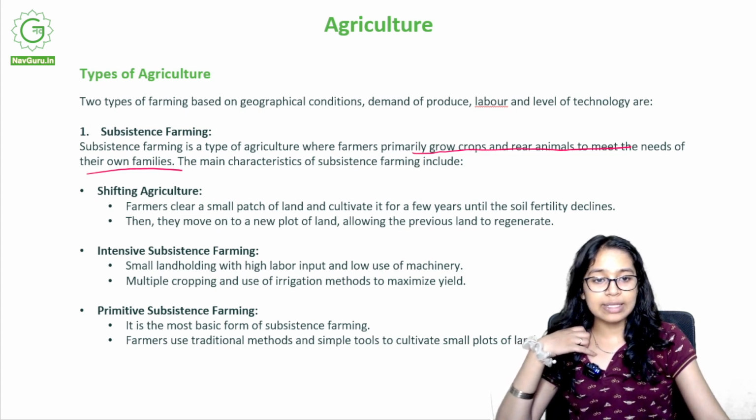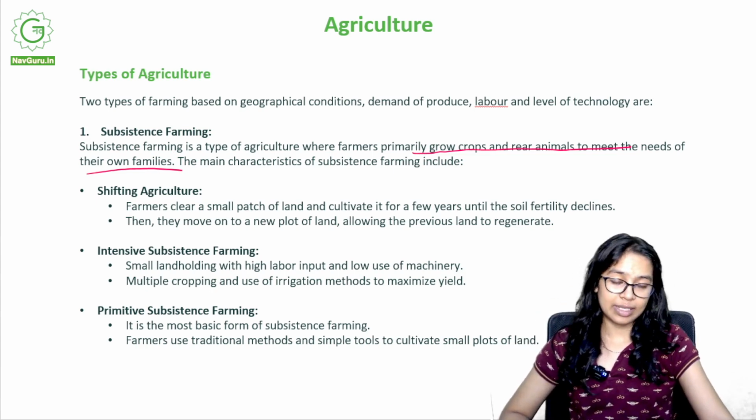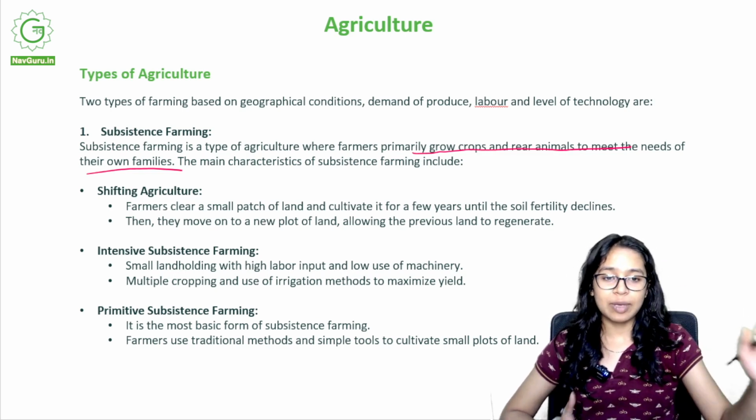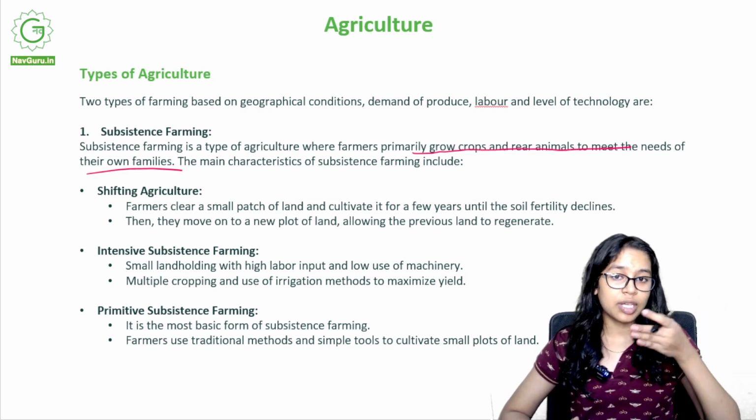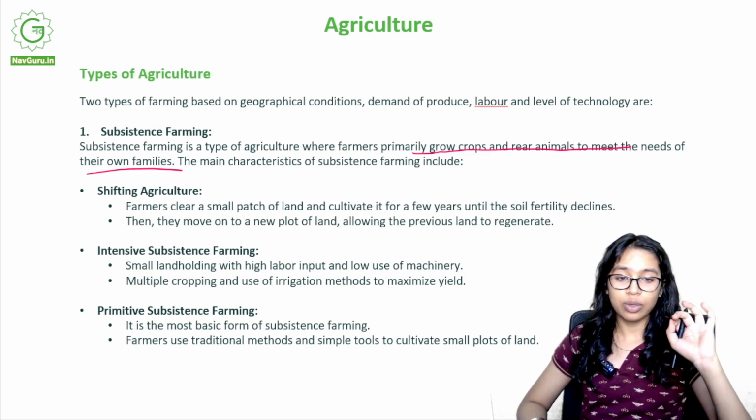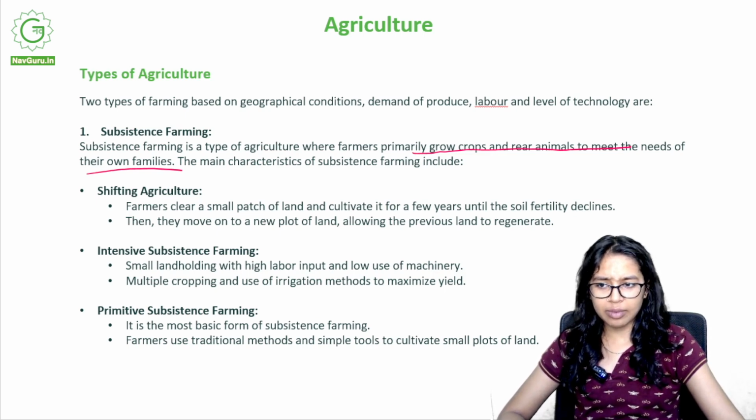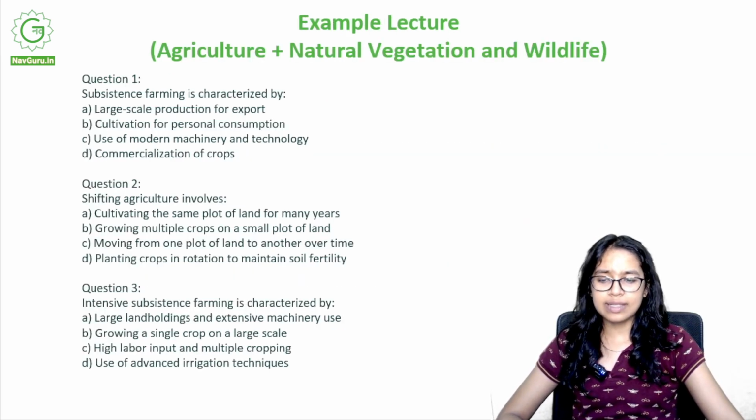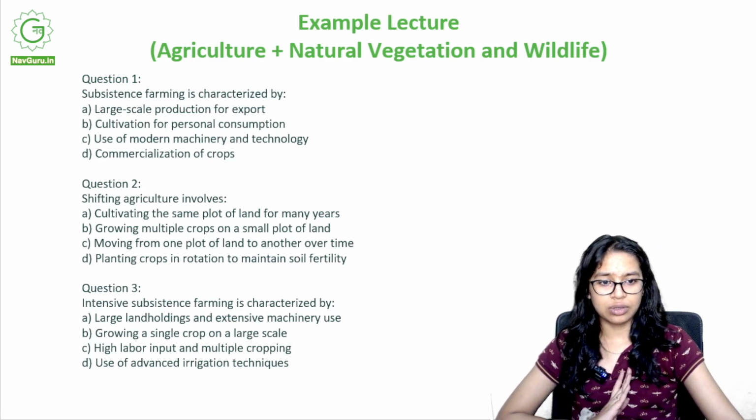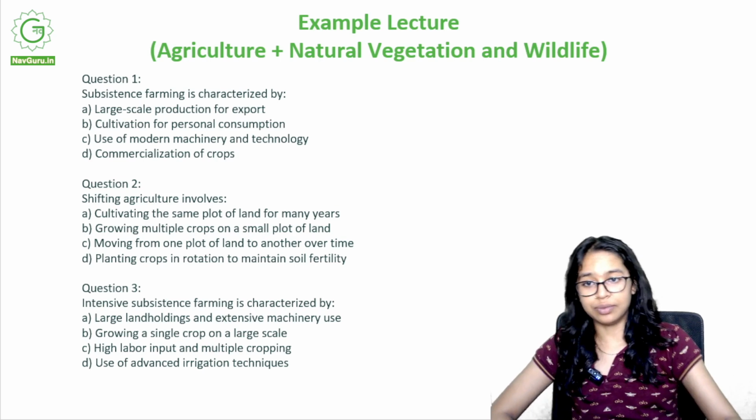And why is that done? Why are the crops grown? Why are the animals reared? To meet the needs of their own families. It's not for the purpose of commercialization or earning money later. It's just for the basic need. They could be selling some of these services, but that's not primarily the focus. The focus at the end of the day is to meet the needs of their families, possibly some economic need, or mostly personal consumption. So over here the right answer is B, cultivation for personal consumption.